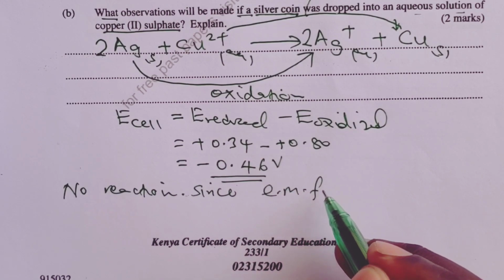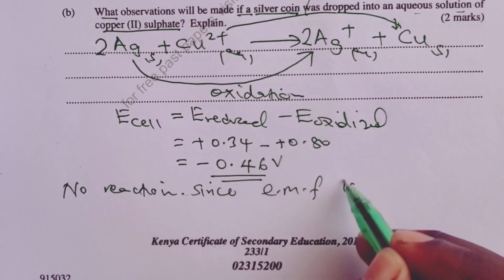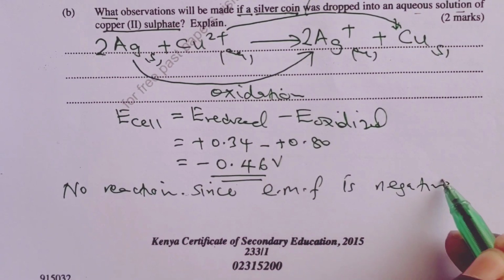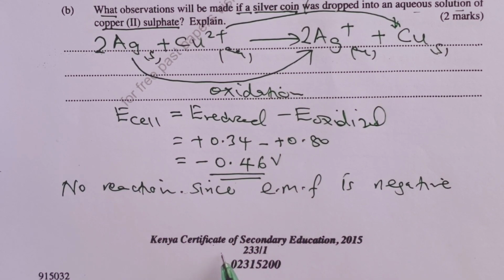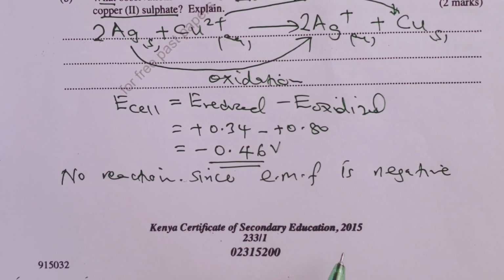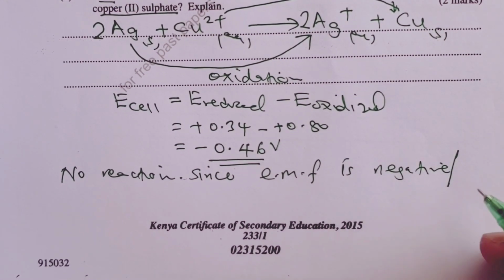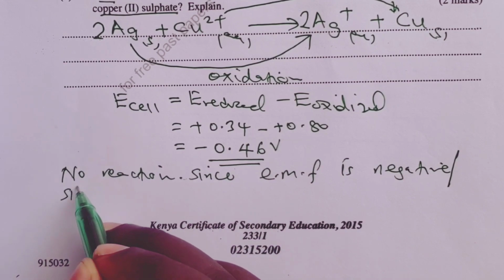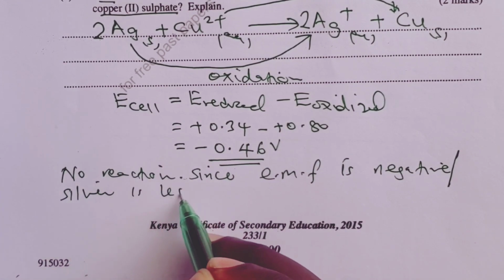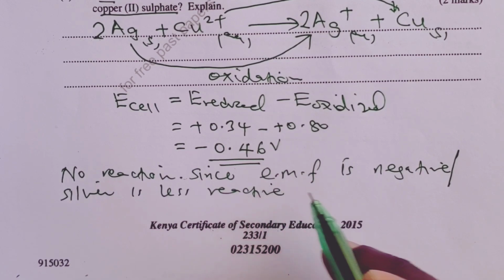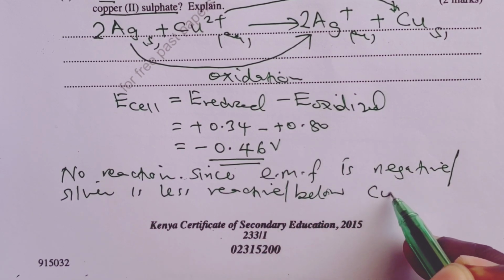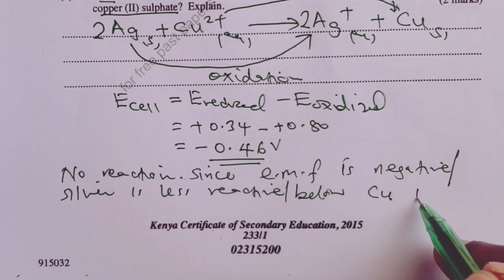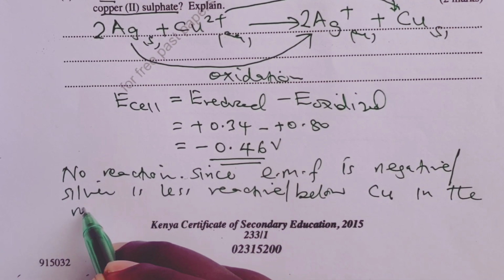the EMF that we've just calculated here is negative, to get our 2 marks. But of course, after you've shown the examiner that you know what you are doing by calculating the EMF, we can replace the EMF being negative with the words that silver is less reactive, or silver is below copper in the reactivity series.